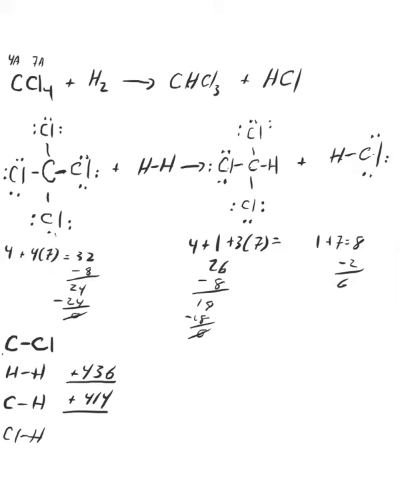Okay. So let's see. Looking up the carbon chlorine, it is 328. The hydrogen hydrogen, of course, is 436. The carbon hydrogen, okay, so they use a slightly different value. They say it's 413. So let's make sure we use their value. And then the chlorine hydrogen is 431.